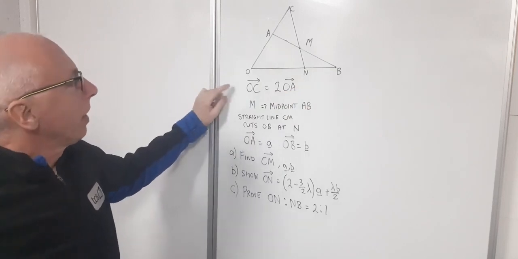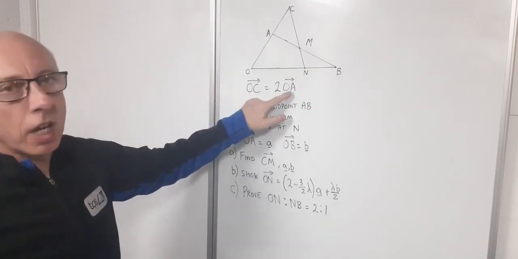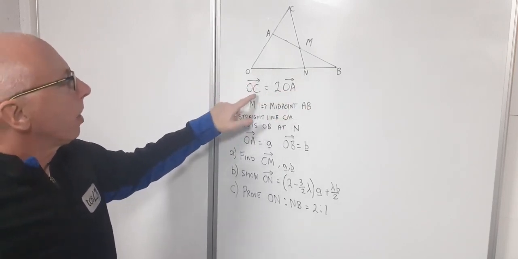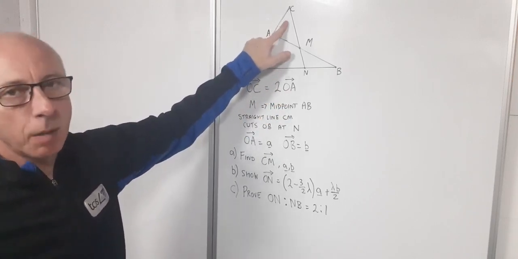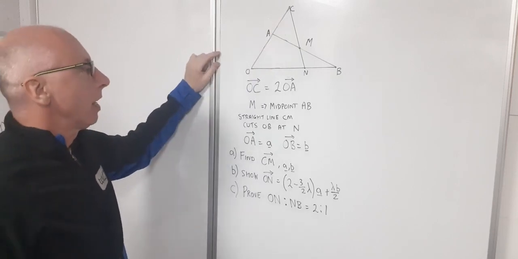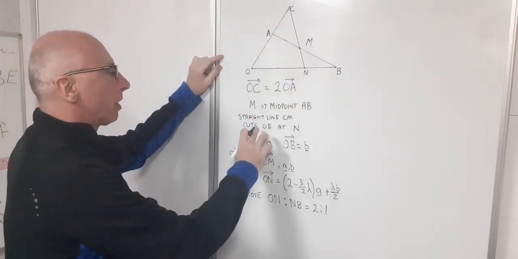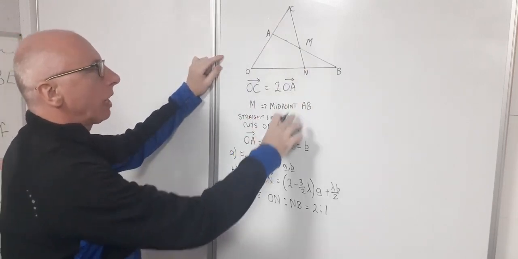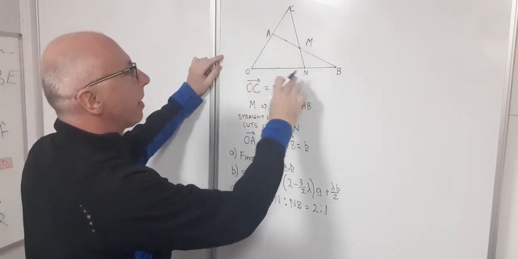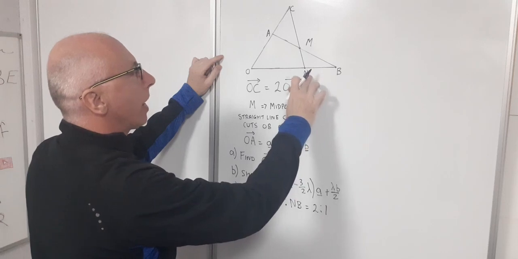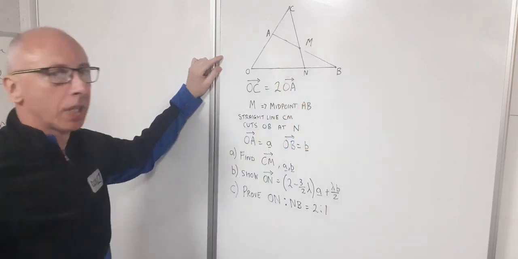Now we're given that OC equals 2 times OA. So OC, that's this bit, is twice OA. So this and this are both the same length. And as I said, M is the midpoint. The straight line CM cuts OB at N. So CN cuts OB at N. So OB, that's the point N, and that's CN.